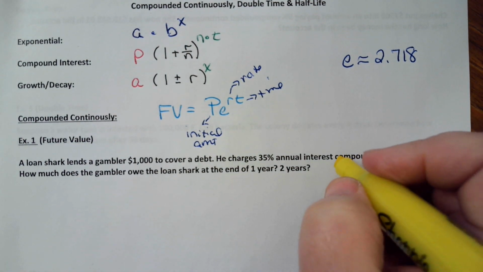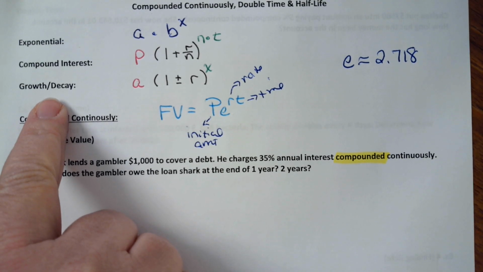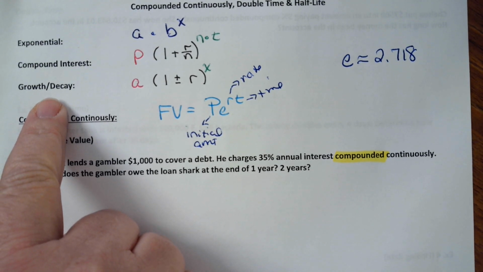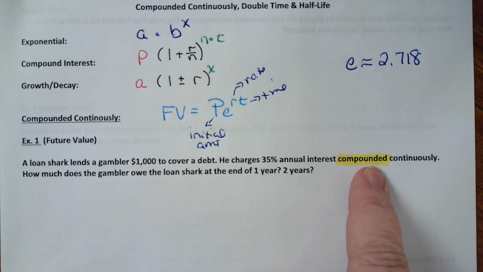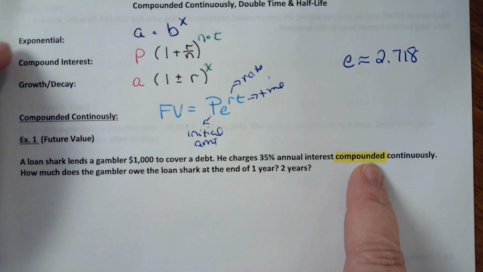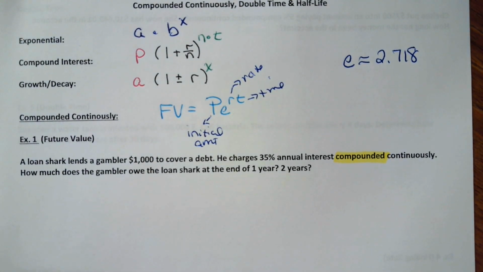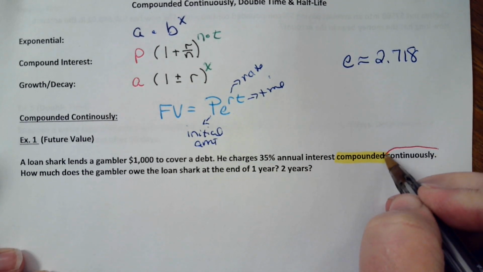All right, now, I do want you to look right here. It says compounded. With your growth or decay problems, it does not say compounded. It either says increases, decreases, appreciates or depreciates. It gives you some word that either means it's going to grow or it's going to decay. It doesn't say compounded. So if you see the word compounded, you need to know that it's either compound interest or it's continuously compounded. How can you tell the difference between the two? Well, obviously, the key word for knowing that it's continuously is going to say continuously.